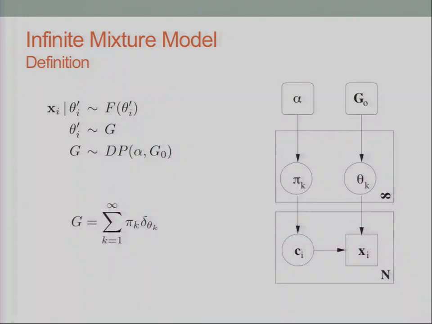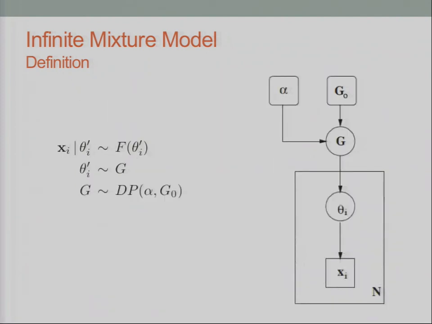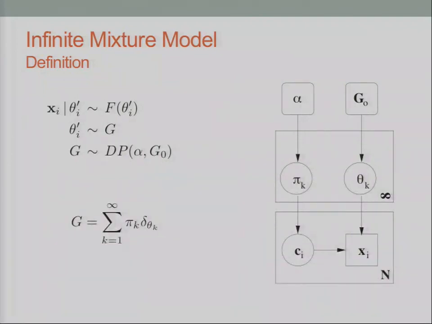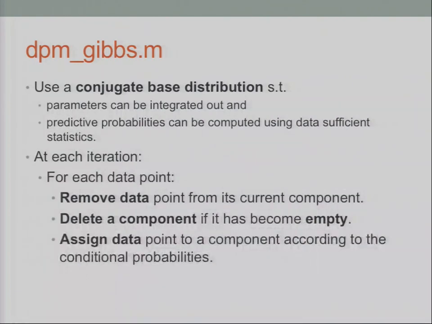Equivalently, we can show it like this, where we have pi's and thetas rather than G's, where we basically represent G using this infinite sum that comes from the stick breaking construction. Okay, so given this model, how do we do inference on it?